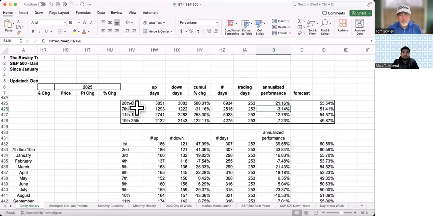That's what occurs every month. You don't even know it because you're just constantly going through the months. But the 7th to the 10th is a bearish period. Then you got the 11th to 18th, which is very bullish. And then look at this 19th to 25th period, minus 7.23%. And this is over 4,275 days. So this is the equivalent of about 17 years worth of data.